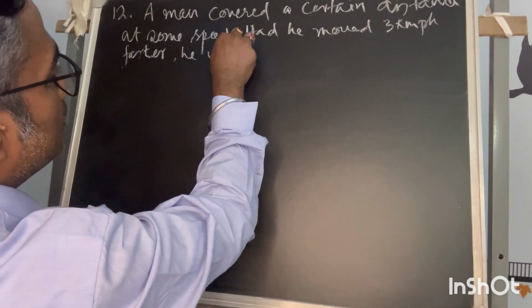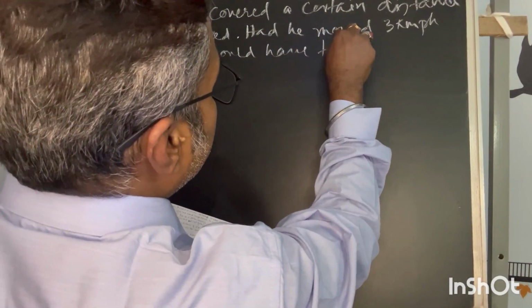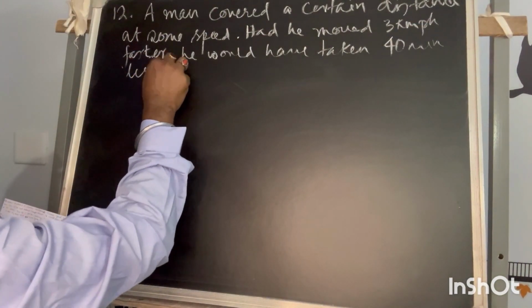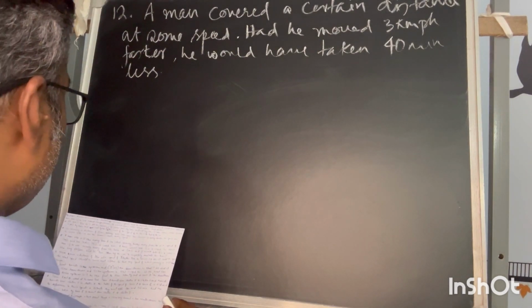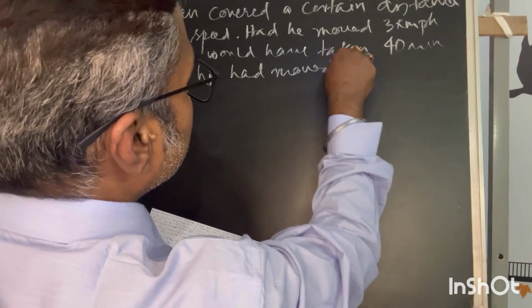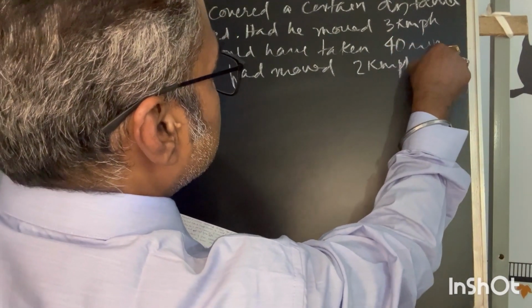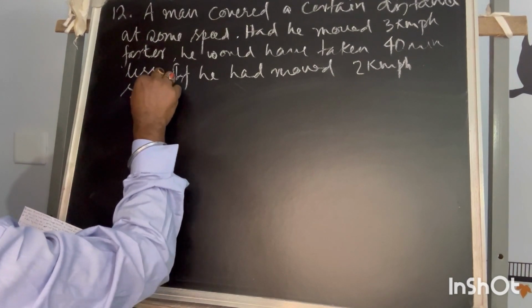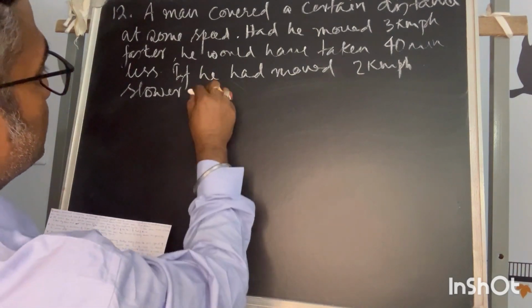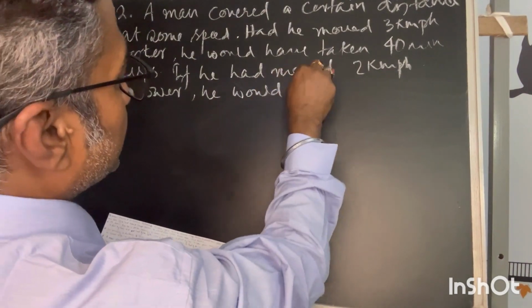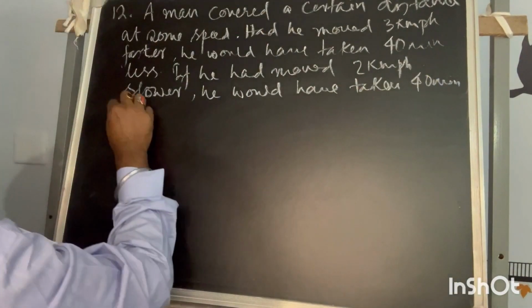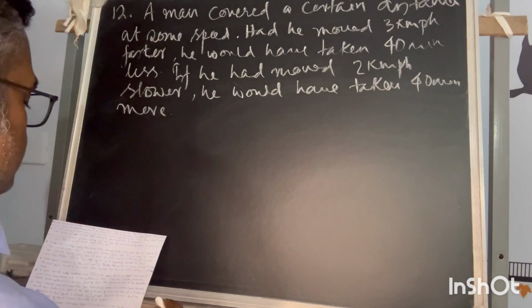He would have taken 40 minutes less if he had moved 2 kilometers per hour slower, he would have taken 40 minutes more. Find the distance.